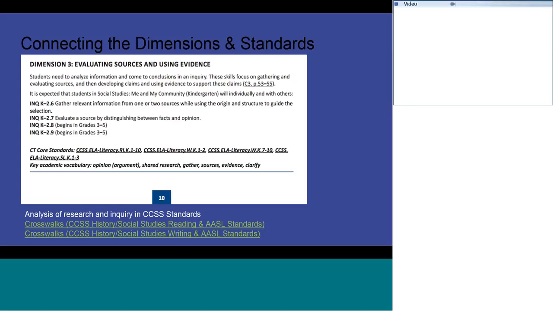We put the link for our presentation at the beginning. When you are looking at the Connecticut Social Studies state frameworks, it does specifically state how we are going to connect the Connecticut core standards to social studies literacy skills, and we would like to tell you more about that as we continue with this presentation.